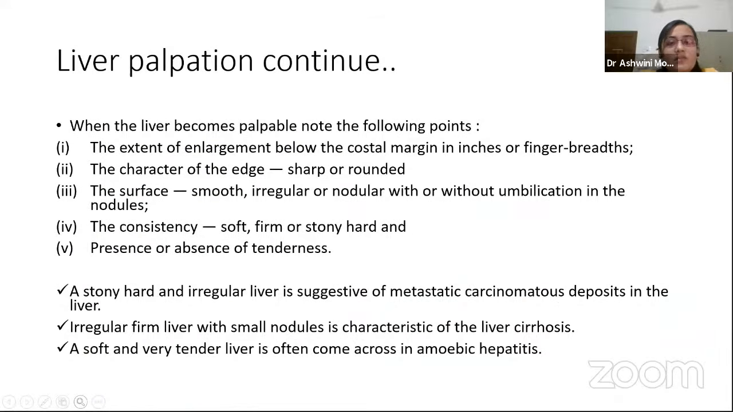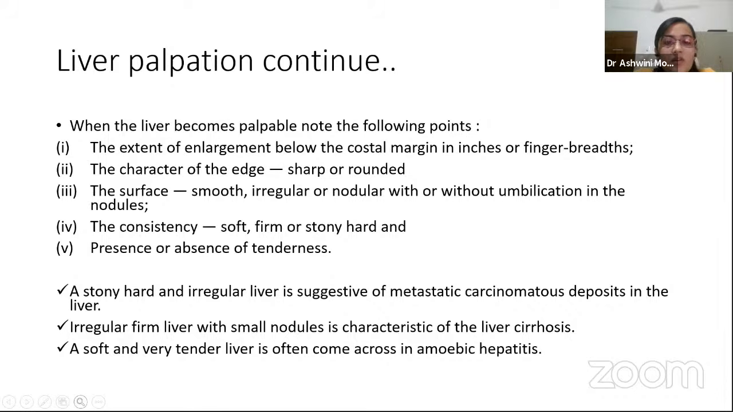So now, if the liver is palpable, what points do we have to notice? The extent of enlargement below the costal margin, counted in finger breadths or in inches. The character of the edge, whether it is sharp or rounded. The surface of the liver: is it smooth, irregular, nodular, with or without umbilication of the nodules? The consistency of the liver: is it soft, firm, or stony hard on palpation? Then the presence or absence of tenderness we have to check.